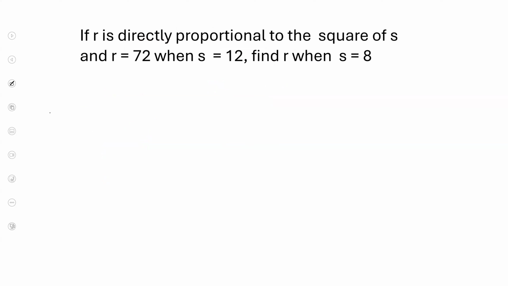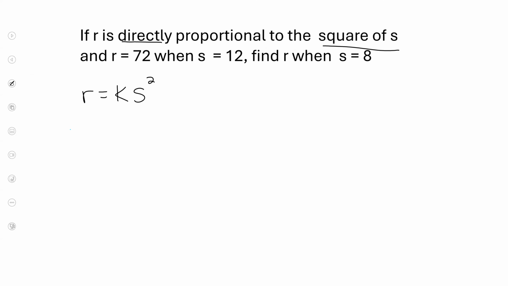Next, R is directly proportional to the square of S, S squared. Remember, it's normally y equals k times x. But they're saying instead of x, they're doing the square of s, which is s squared. So this is my equation. Okay, let's see the other information.